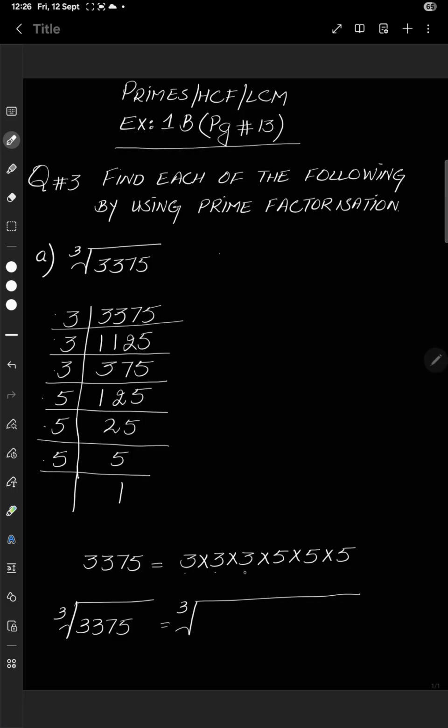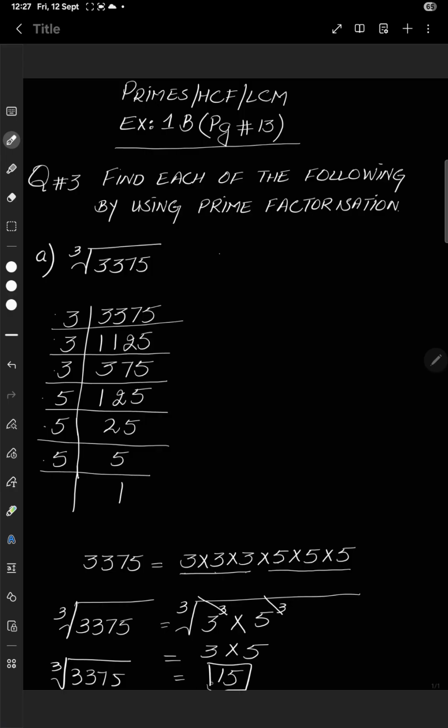So 1, 2, 3, these three numbers will make 3 cube. Okay, and 1, 2, 3, these three numbers will make 5 cube. And as this cube root will see the cubes, it will eat all the cubes and go away, and so we will have only 3 into 5 left. So 3 5s are 15. So can I say that the cube root of 3375 will be equal to 15?